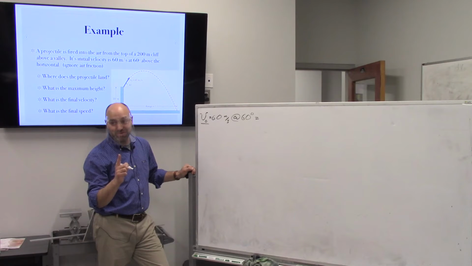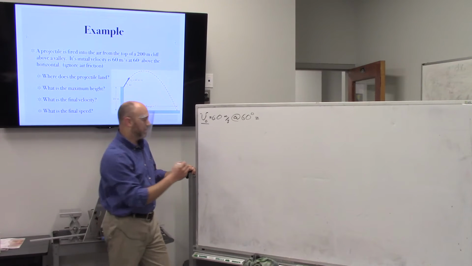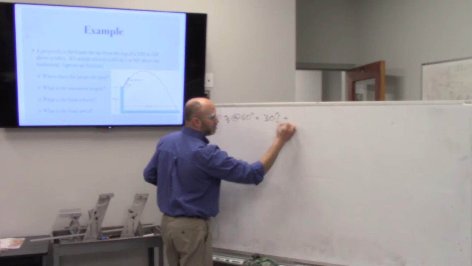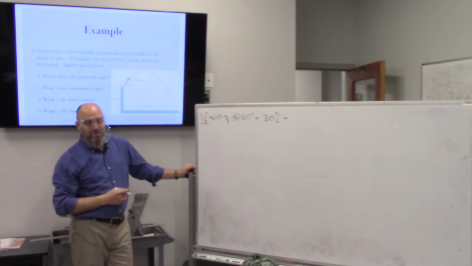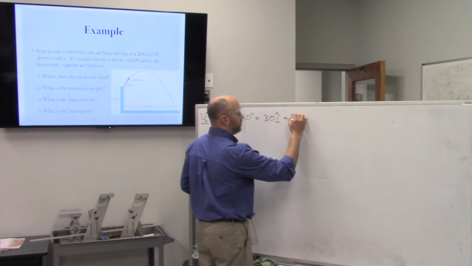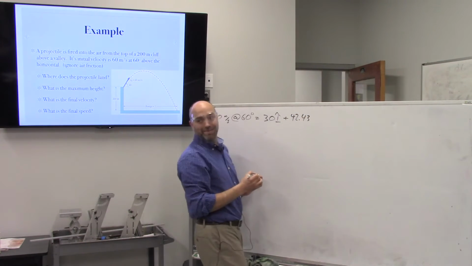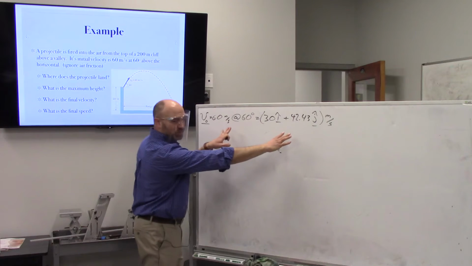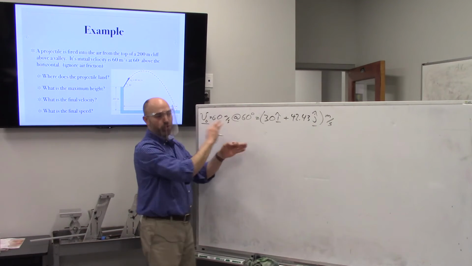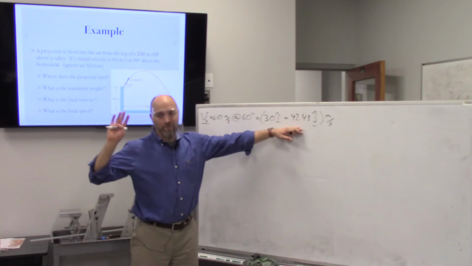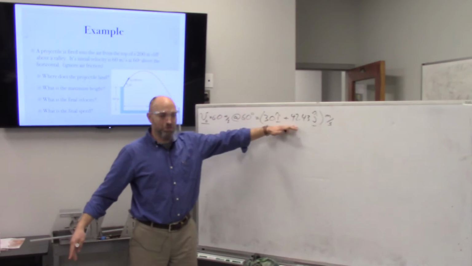First, write the X piece. What's the V naught X? We found it yesterday, or Monday. 30. So you write 30 i hat plus, what's the Y component? 42.43 j hat meters per second. So these are two ways to write a vector. They're both legal. There's nothing wrong with either one, but this is the one I'm trying to get you used to now, because as you move on in physics, we don't ever go back to this. This is where it stays.